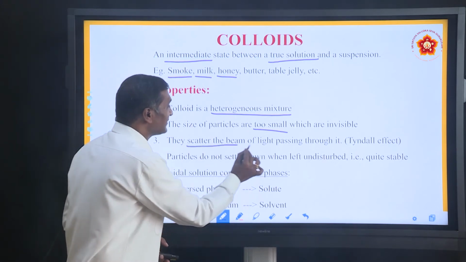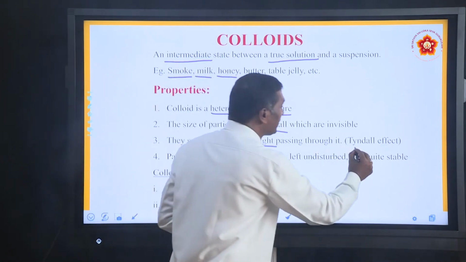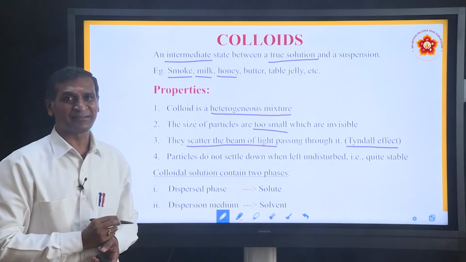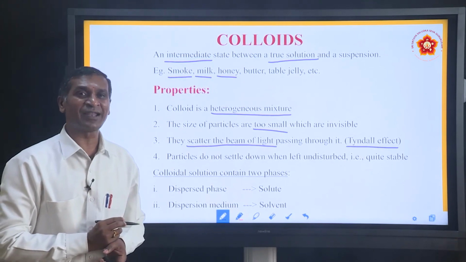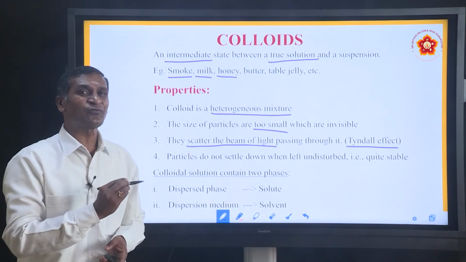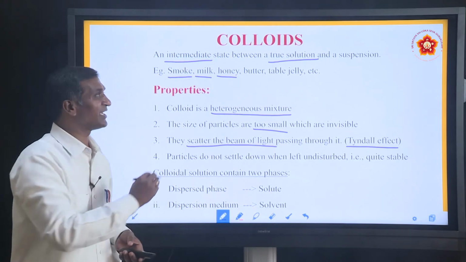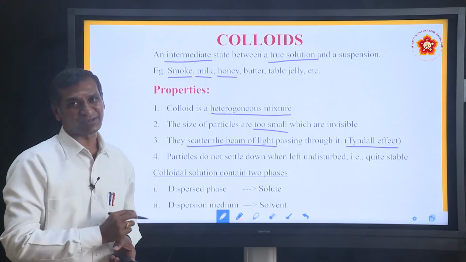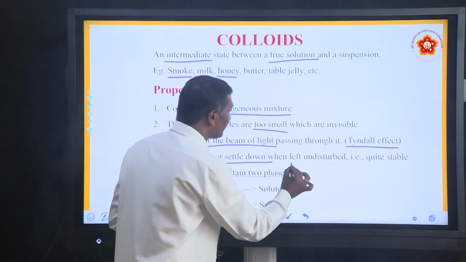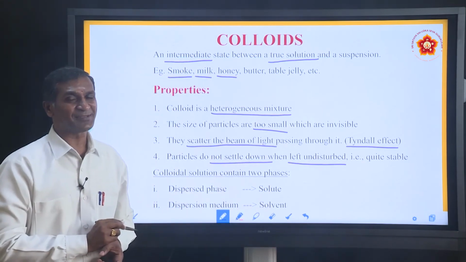They scatter the beam of light that is passing through it. A unique property of colloids is the Tyndall effect, found by Tyndall. So, it is called the Tyndall effect. What is the Tyndall effect? Scattering of light is called the Tyndall effect. It is shown by the colloids. The particles do not settle down when left undisturbed. It means they are quite stable.